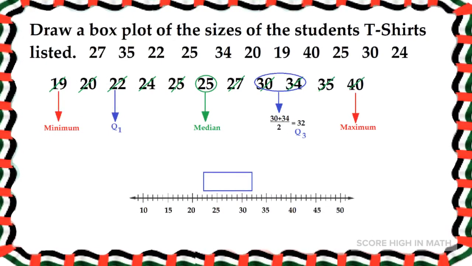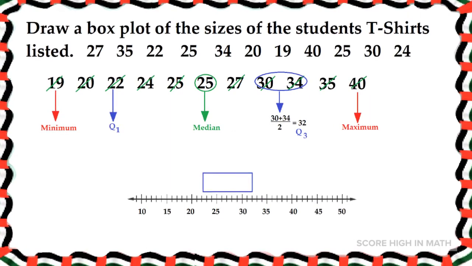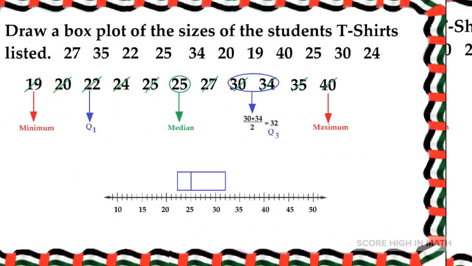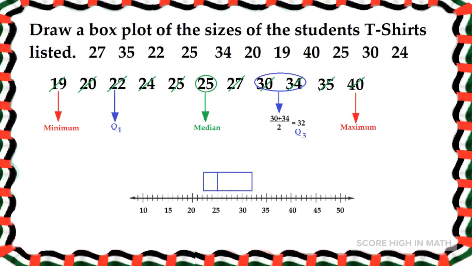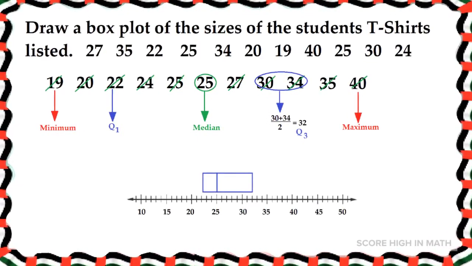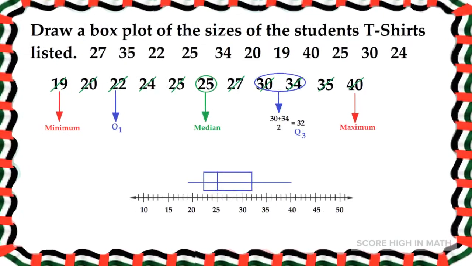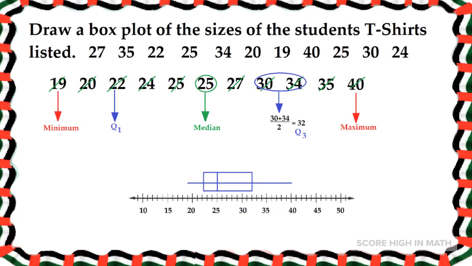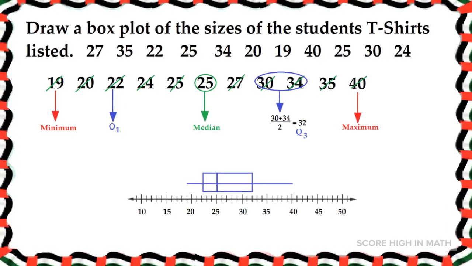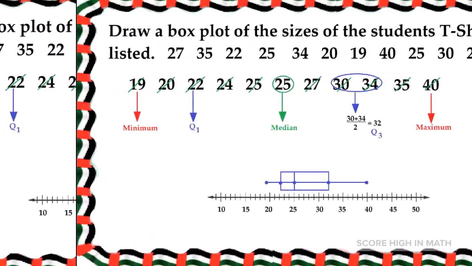We can start drawing the box plot from the first quartile, which is 22, up to the third quartile, which is 32. Then, we can draw a line inside the box plot indicating that that is the median. In this case, it is 25. Then, we can draw the whisker, which is a line from the minimum up to the maximum. So, in this case, the minimum is 19 and the maximum is 40.